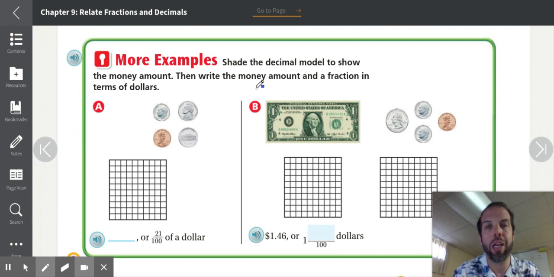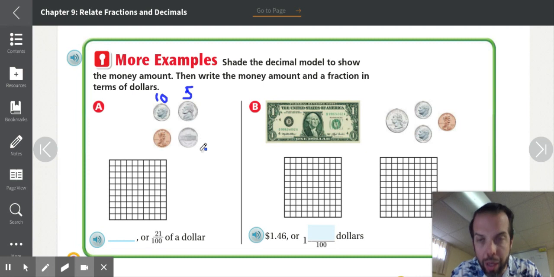Then write the money amount and a fraction in terms of dollars. Okay. So what I have here is a dime, which is 10. And for problems like this, I would recommend writing this down. All right. So that's the front of a dime, which is worth 10. Then I have a nickel, which is worth 5. And that's the front of the nickel.